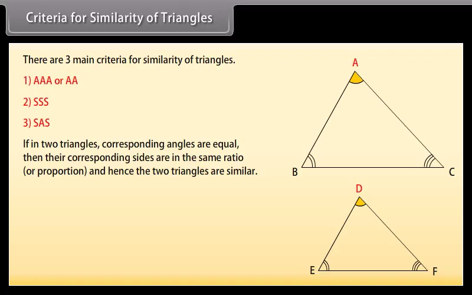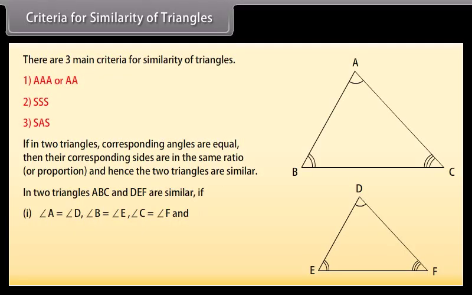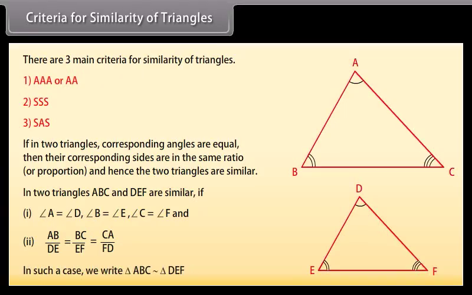If in two triangles the corresponding angles are equal, then their corresponding sides are proportional, that is, in the same ratio, and hence the triangles are similar. Two triangles ABC and DEF are similar if 1. angle A is equal to angle D, angle B is equal to angle E, angle C is equal to angle F, and 2. AB upon DE equals BC upon EF, which equals CA upon FD. In such a case, we write triangle ABC is similar to triangle DEF.